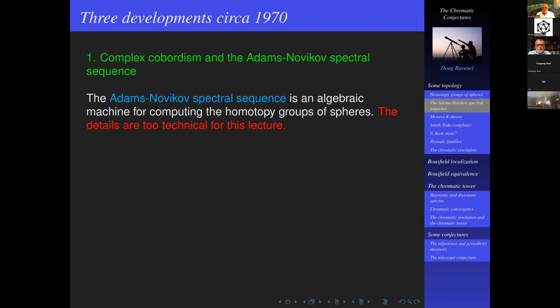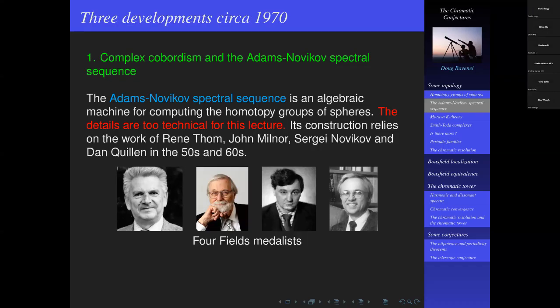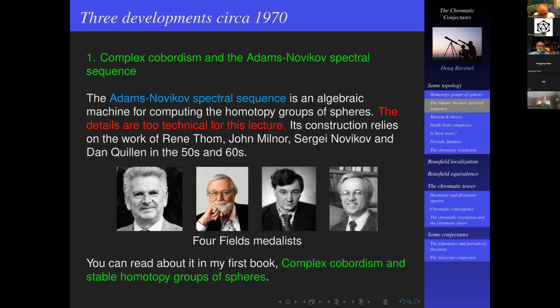Its construction relies on the work of four Fields medalists, René Thom, John Milnor, Serge Novikov, and Dan Quillen, that happened in the 50s and 60s. You can read about this in my first book, Complex Cobordism and Stable Homotopy Groups of Spheres. I wrote the title in green because it's usually referred to as the Green Book.